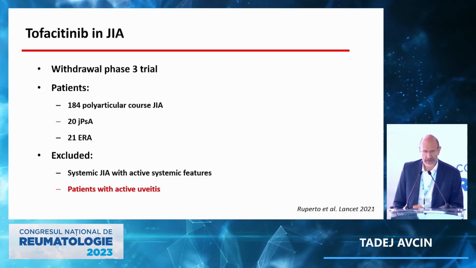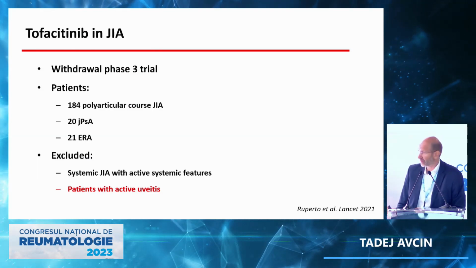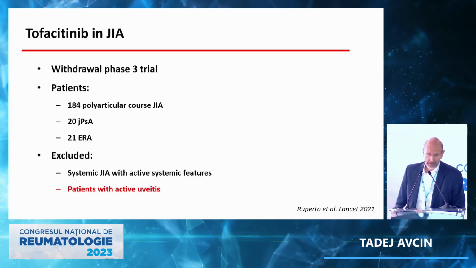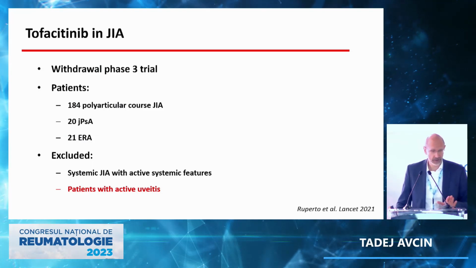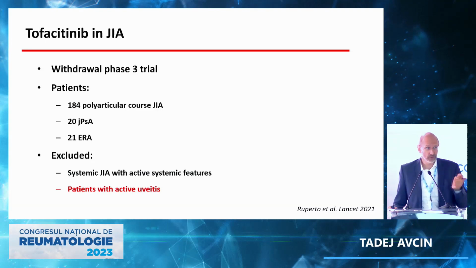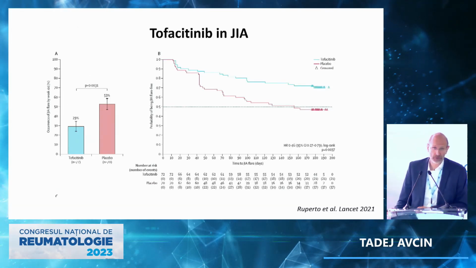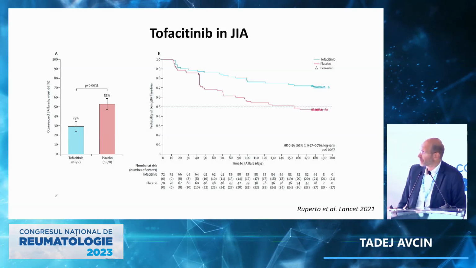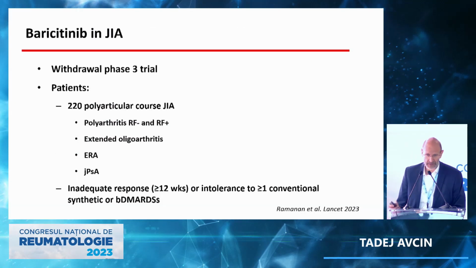that were recently published. One is the tofacitinib in JIA withdrawal phase 3 trial, which was published in Lancet in 2021. They included 184 patients with polyarticular course JIA, 20 psoriatic, 21 enthesitis-related arthritis. They excluded patients with active uveitis. This study showed good efficacy of tofacitinib with a lower relapse rate in the tofacitinib group with an acceptable safety profile.